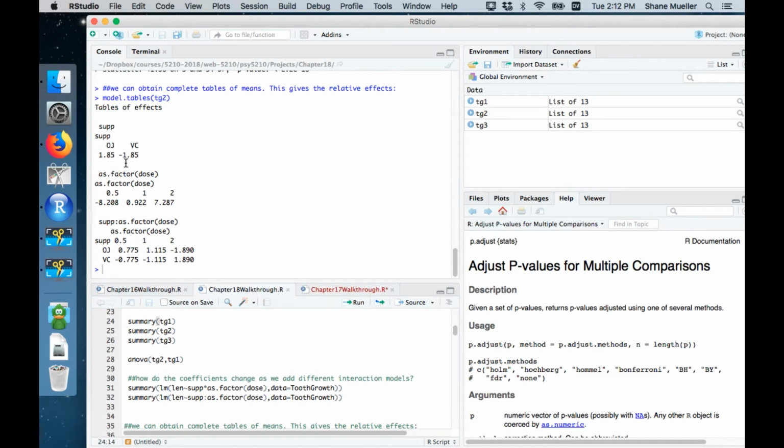So now you can see, well, this is the effects table. So this says, ignoring the intercept, the OJ versus VC will be plus or minus 1.85. So if you take the grand mean, you can make all these predictions based off the grand mean. If you look at dose, you have 3 levels of dosage, and if you add all these 3 things up, they'll equal 0. And you can see if you take the grand mean, level 1 is 0.92 higher, level 2 is 7.2 higher, and level 0.5 is 8.2 lower.